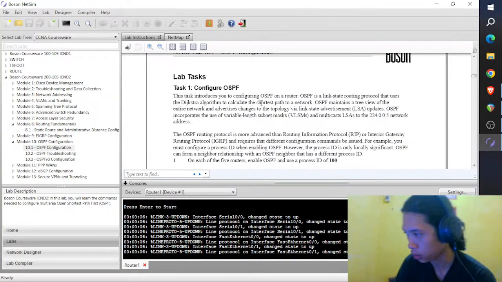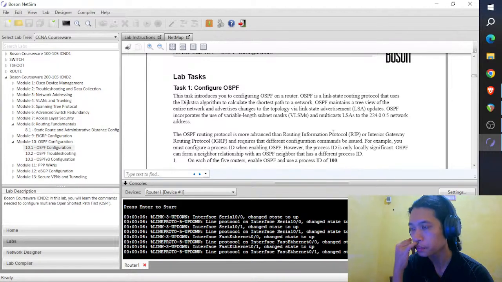Configure OSPF. This task introduces you to configuring OSPF on a router. OSPF is a link state routing protocol that uses Dijkstra's algorithm to calculate the shortest path to a network. OSPF maintains a tree view of the entire network and advertises changes to topology via link state advertisement or LSA updates. OSPF incorporates the use of variable length subnet masks or VLSMs and multicast LSAs to the 224.0.0.5 network address.